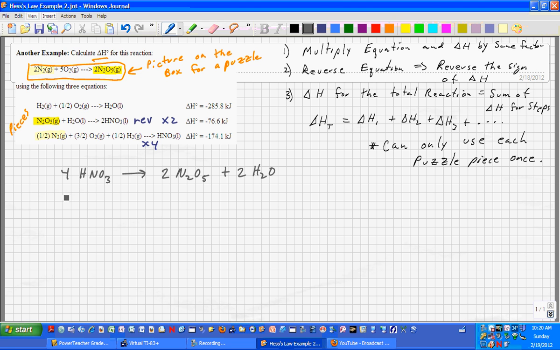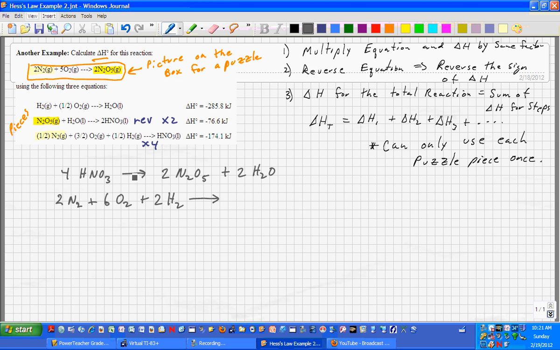So 4 times a half is going to give me 2 N2 plus 4 times 3 halves is going to wind up being, let's see here, that cancels. 4 times 3 over 2, that becomes 2. 2 times 3 is 6, okay? So that's going to be 6 moles of oxygen. Let's get rid of this in case I need the space later. Plus 1/2 times 4 is 2 again, 2 moles of hydrogen.